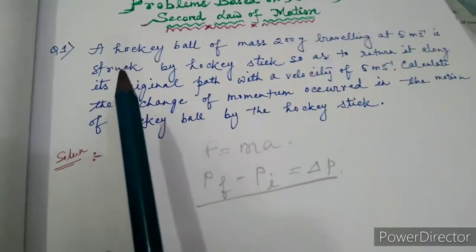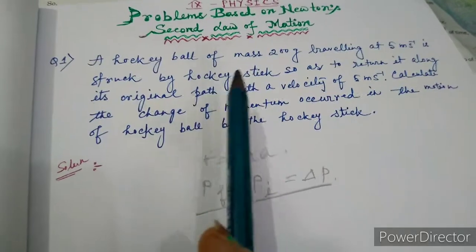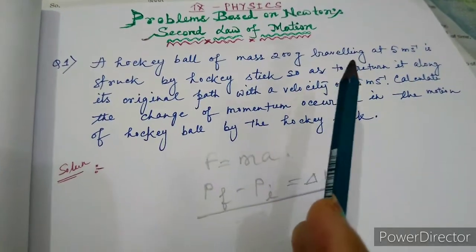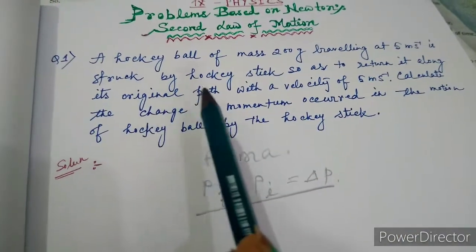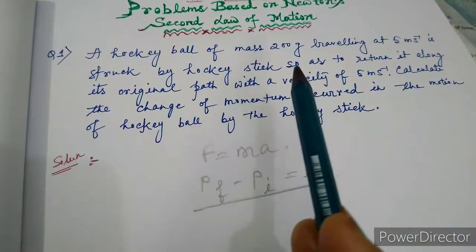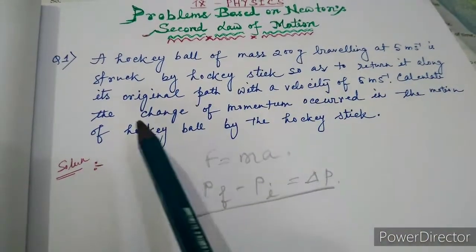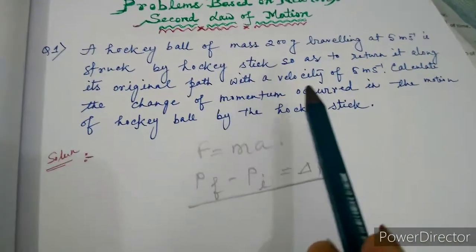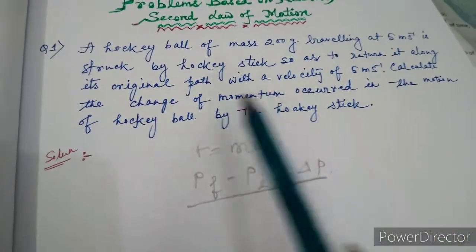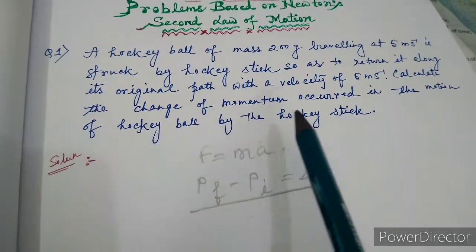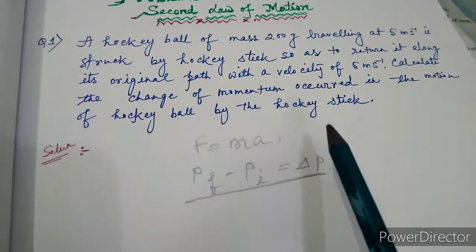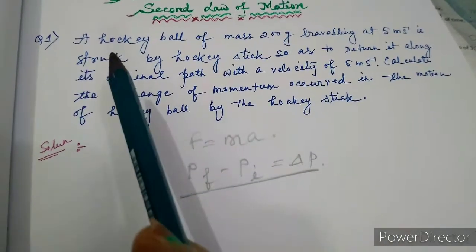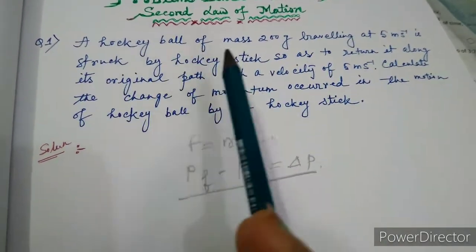So here the question is what? A hockey ball of mass 200 gram traveling at 5 meter per second is struck by a hockey stick so as to return it along its original path with a velocity of 5 meter per second. Calculate the change of momentum occurred in the motion of the hockey ball by the hockey stick. So see what is the question.